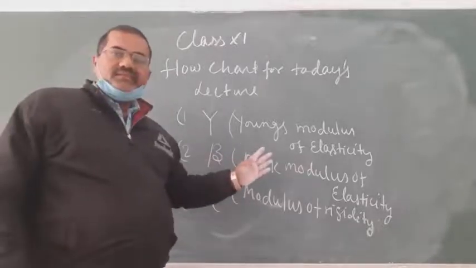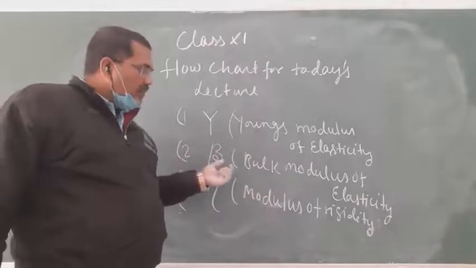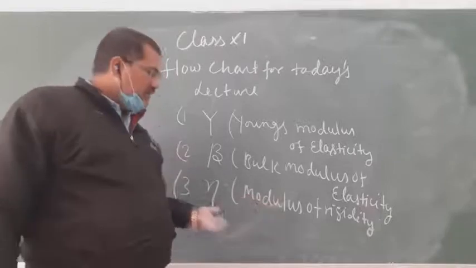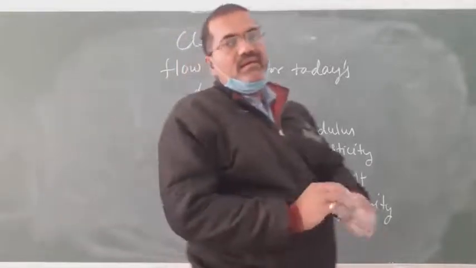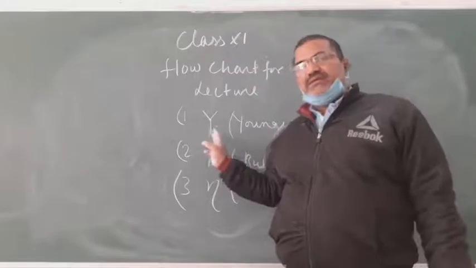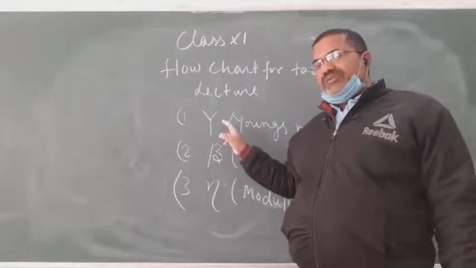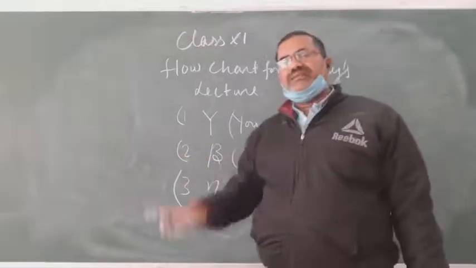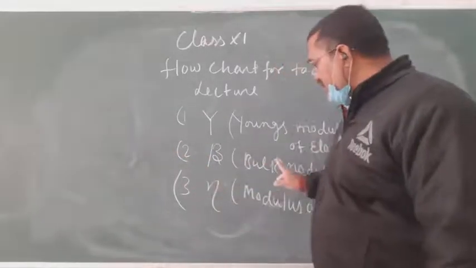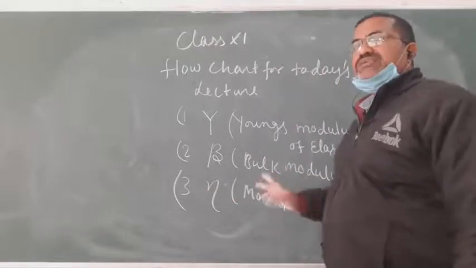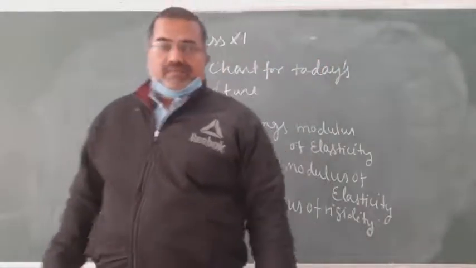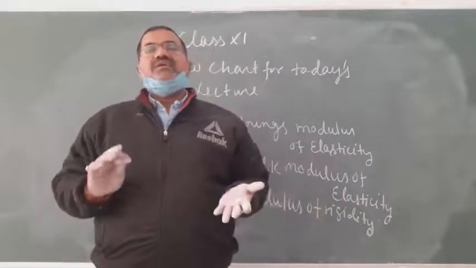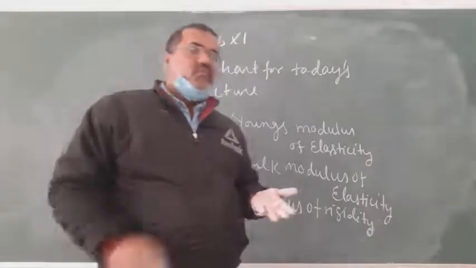Young's modulus of elasticity, that is Y. Bulk modulus of elasticity, that is beta. Modulus of rigidity, that is eta. Basically, Young's modulus of elasticity is the coefficient of elasticity which is used for linear body. Bulk modulus of elasticity is the coefficient of elasticity which is used for volumetric body, and eta is the modulus of rigidity which is used for rigid body. You can say one portion fixed and other portion will try to move.